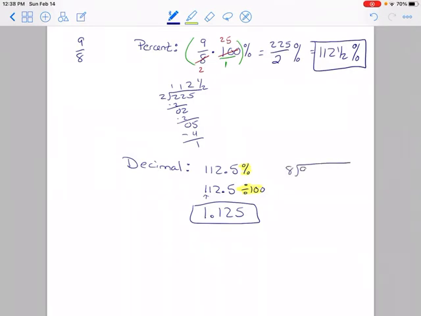Now, if you did long division, let me just go ahead and work it this way as well. That would be 8 into 9, so the 8 goes on the outside. So 8 goes into 9 once. There's your decimal. 8 goes into 10 once. 8 goes into 20 twice. And 8 goes into 40 5 times. So you could have also gone this route, and that would have given you the same answer.